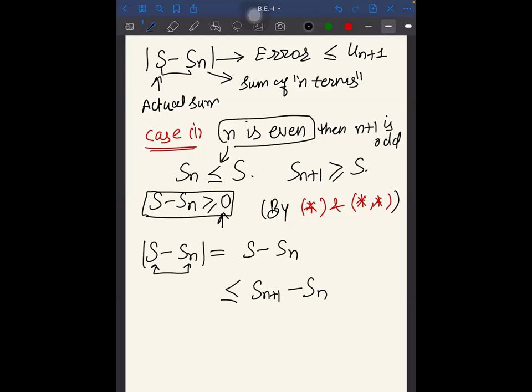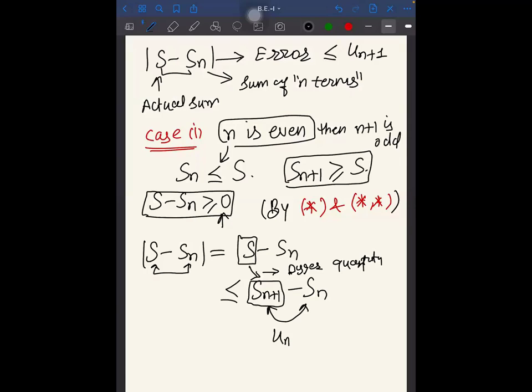Why? Because your Sn plus 1 is greater than S. So here you are replacing with a bigger quantity. So if your positive quantity is bigger, this difference is gonna be bigger. And what is the difference of Sn plus 1 minus Sn? Un plus 1, right? यही होगा ना. So इस केस में हमने प्रूव कर दिया कि S minus Sn is always less than or equal to Un plus 1.